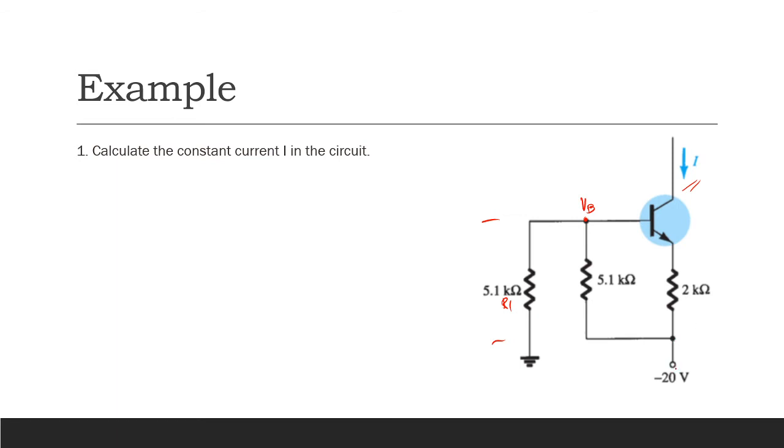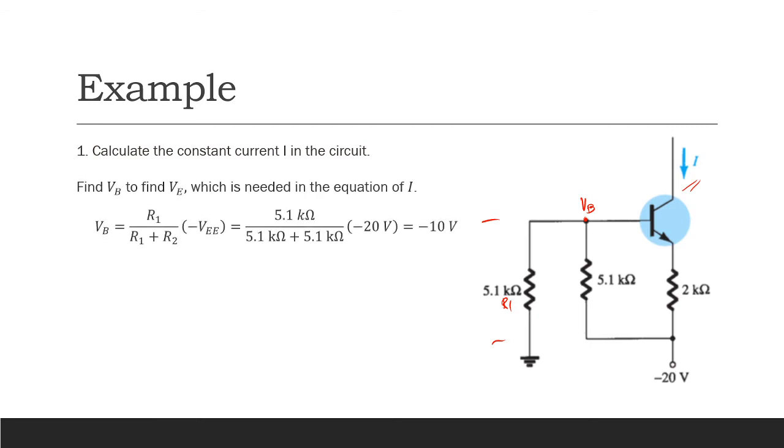Ang assumption natin, yung 20 volts na to nahati dito sa dalawang to. So therefore, we will have VB is equal to 5.1 kilo over 5.1 kilo plus 5.1 kilo times negative 20 volts is equal to negative 10 volts. So actually, no-brainer na siya kasi nakita natin 5.1 to 5.1 tapos may voltage ka.